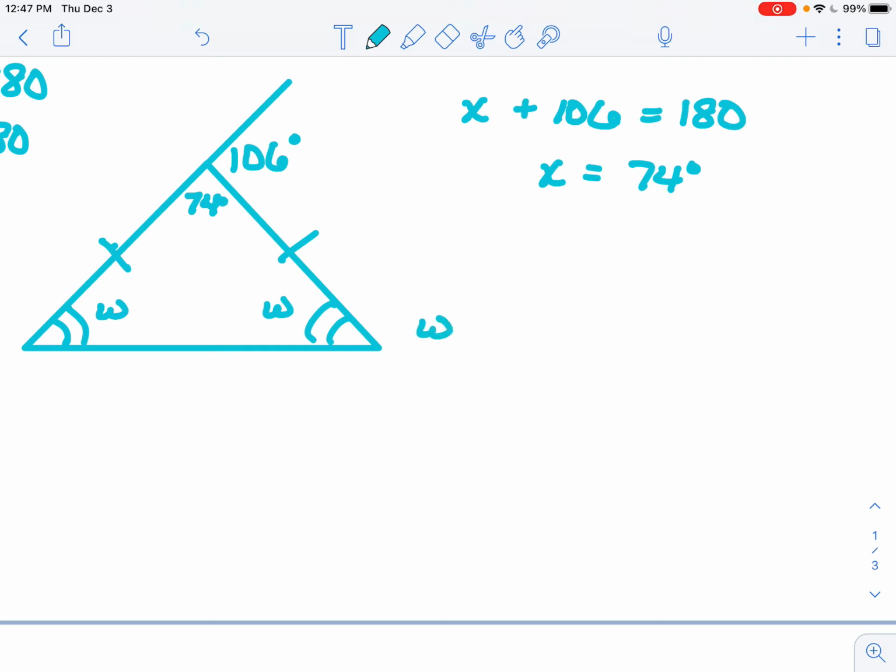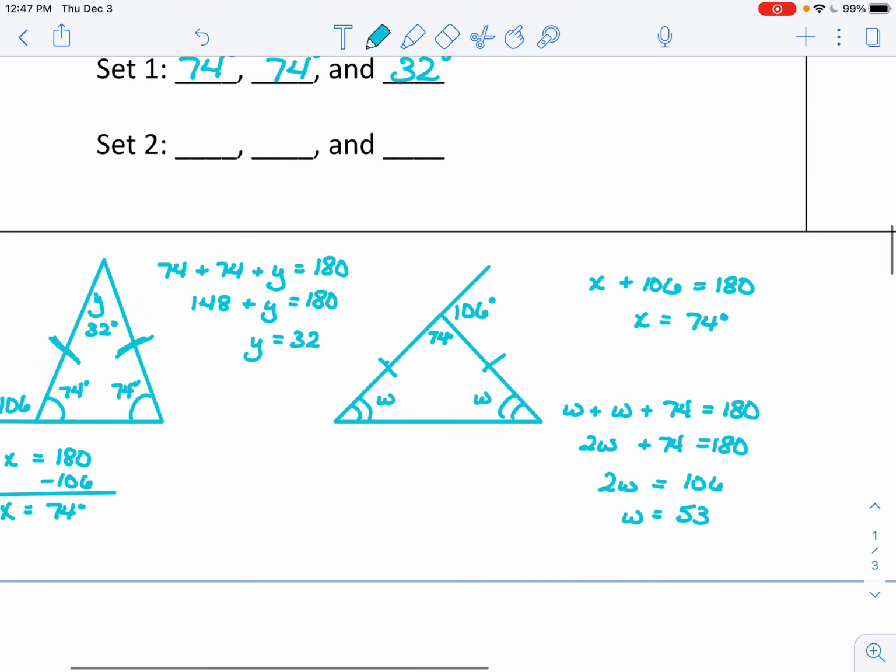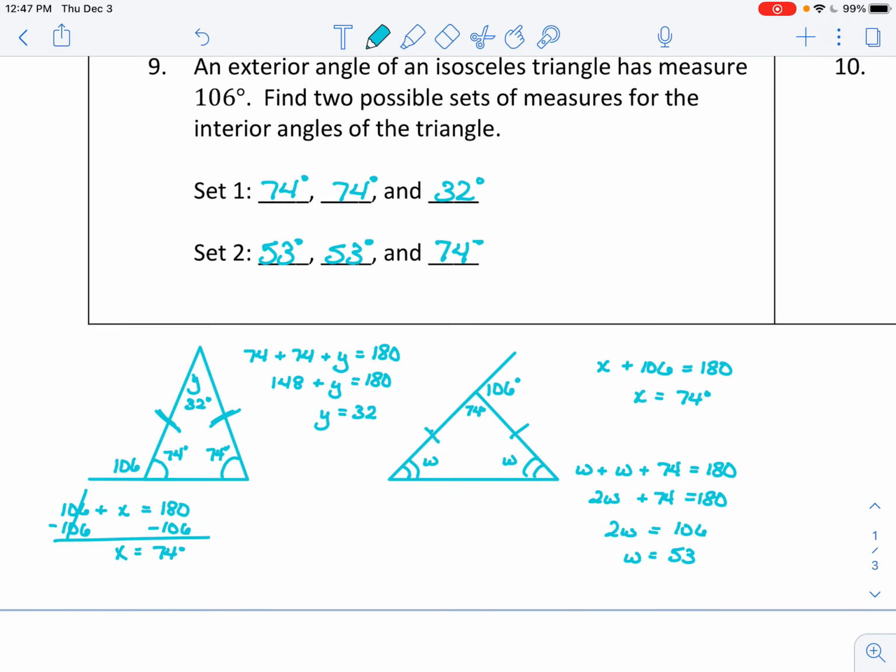But regardless, the angles inside the triangle add up to 180. So now I have an equation where I can combine my like terms, subtract from 180, and then divide by 2. So there weren't 2 74s in this triangle. This one actually had 2 53s. So the other scenario is to have 53 degrees, 53 degrees, and only 1 74. It all matters where you put that exterior angle.